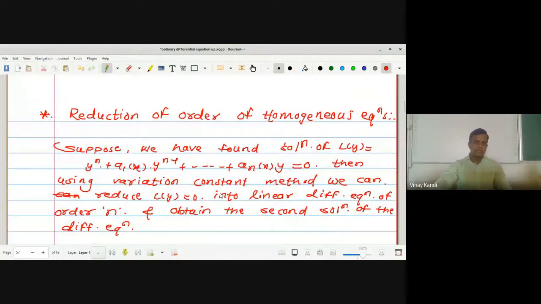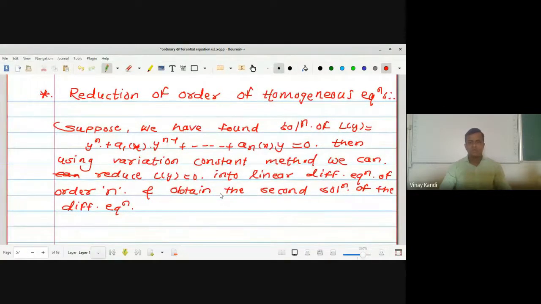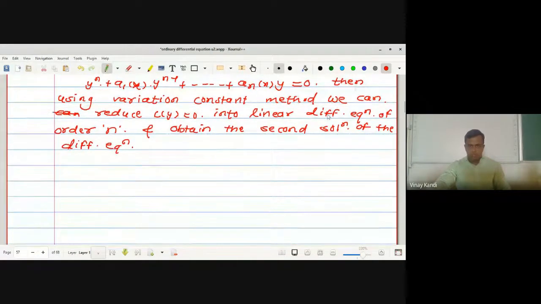Okay. So the next point is reduction of order of homogeneous equation. Suppose we have found one solution of L of y equal to 0, then using the variation of constant method, we can reduce L of y equal to 0 into a linear differential equation of lower order and obtain the second solution of the differential equation. So by using the variation of constants method, we can find phi 1, and using phi 1, we can obtain the second solution. For this, we have one theorem.